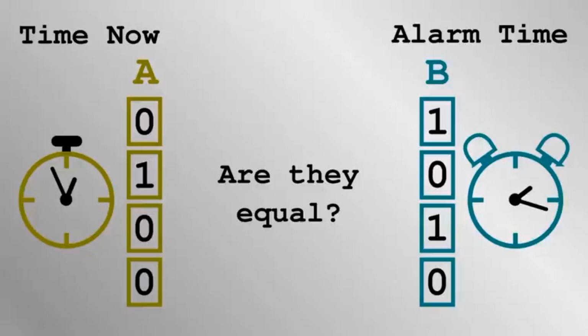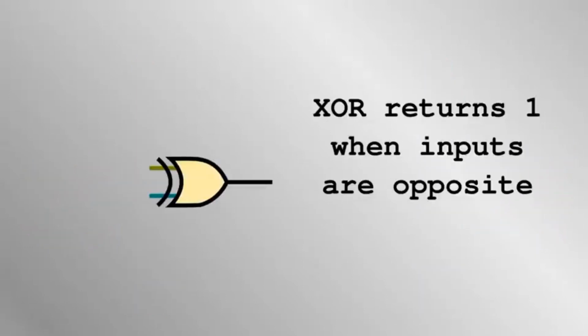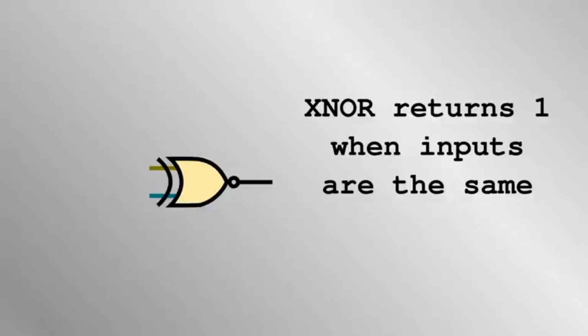To do this, the computer must check that every bit of the number a is the same as the corresponding bit of b. So the XOR gate returns 1 when an input is 1 and the other input is 0. In other words, when its inputs are different. The XNOR gate, which is the complement to the XOR, meaning it returns the opposite to the XOR, therefore returns a 1 when its inputs are the same.